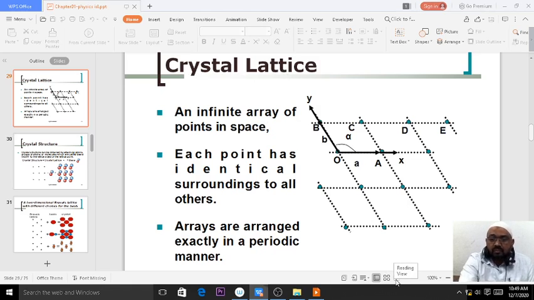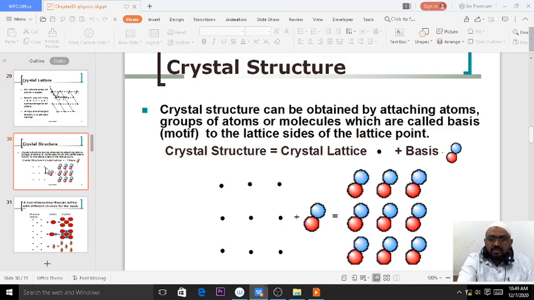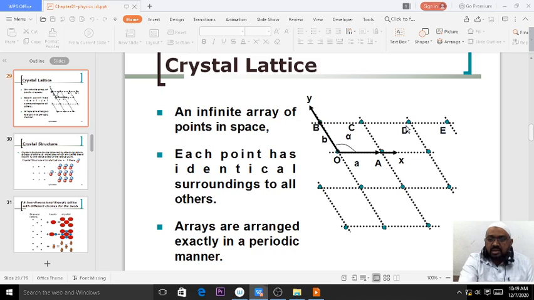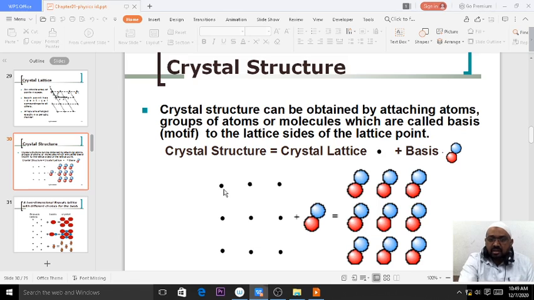Now, the second aspect that we are going to learn here is the meaning of crystal structure. Crystal structure can be obtained by resembling. See, these are the points we discussed in the previous slide: A, B, C, D, E, and O, A, and so on. These points I have taken in the second slide. Let us consider this is O, A, B, C, D, E, F, G, H.